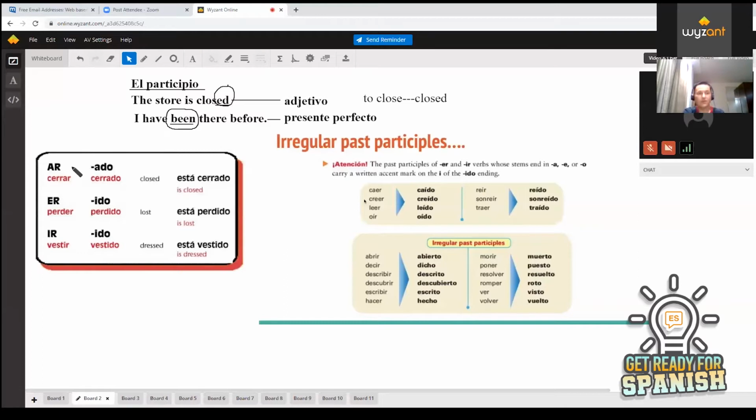So to create the past participle in Spanish, of course, we have to follow this rule. If the verb is an AR verb, we are gonna remove AR and we are gonna add ado. Cerrar will go to cerrado. And for ER and IR verbs, we are gonna remove the ending and we are gonna add ido. So these are the ado, ido forms of the verb. See? Está cerrado, is closed. Make sense?